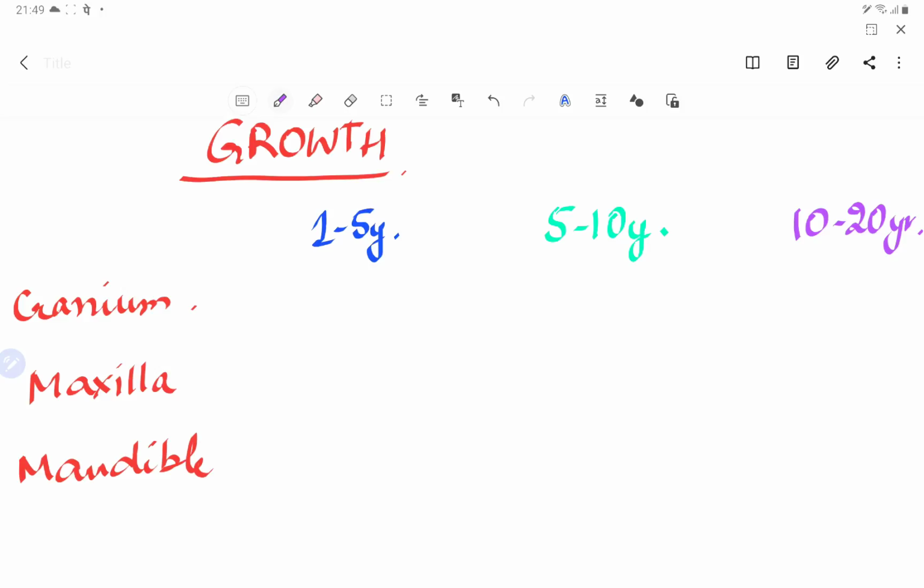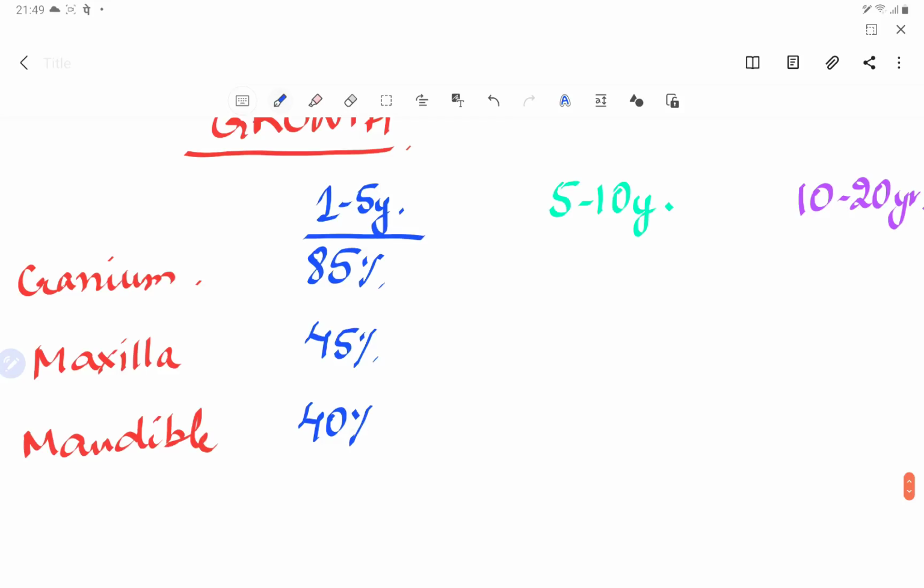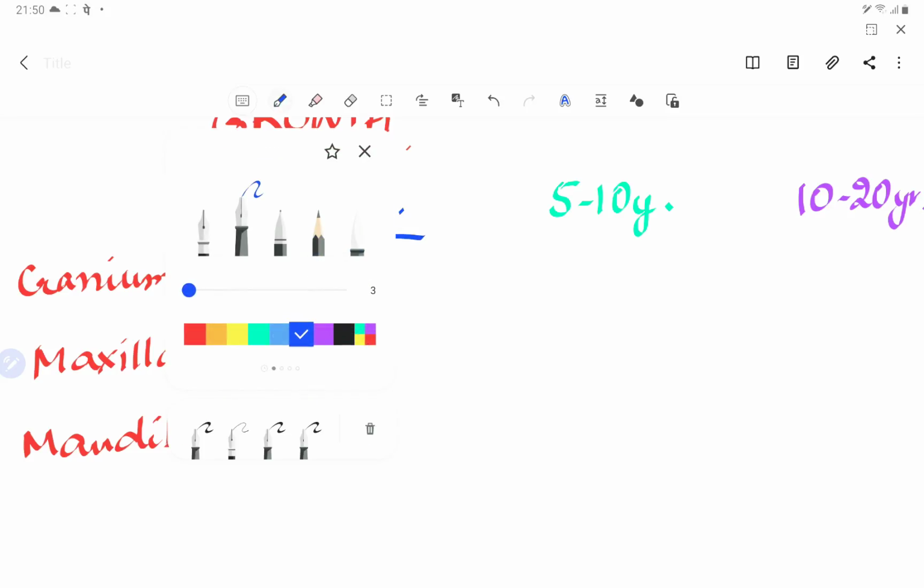So the cranium for 1 to 5 years grows by 85%. Maxilla for 1 to 5 years grows only 45%, and mandible 40%, less than that. So as we go, we'll be talking about the cephalocaudal growth curve. As we go from head to toe, there is going to be an increase in growth from head to toe, right? So postnatal growth is usually away from the brain. We will talk about it, don't worry.